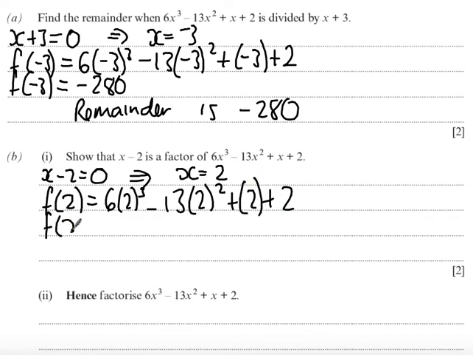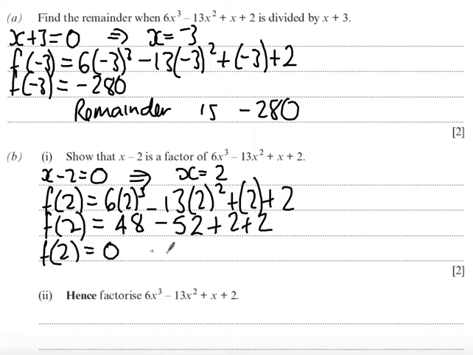So I get 6 lots of 2 cubed, minus 13 lots of 2 squared, plus 2, plus 2. Let's show it convincingly, and not assume it. It's 6 times 8 is 48. I get minus 13 times 4, so minus 52, plus 2 plus 2. So f of 2 definitely equals 0, therefore x plus 2 is, sorry, not x plus 2, I was looking at the tail end of the cubic there. x minus 2 is a factor.